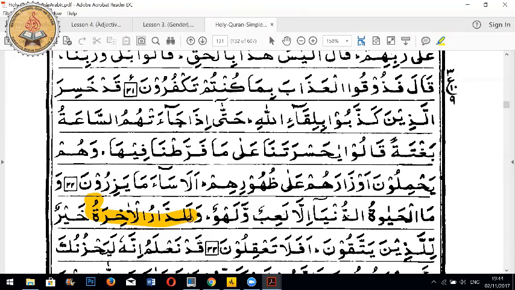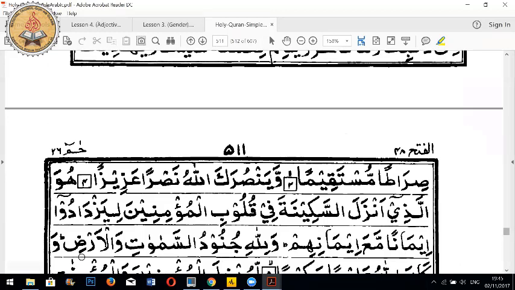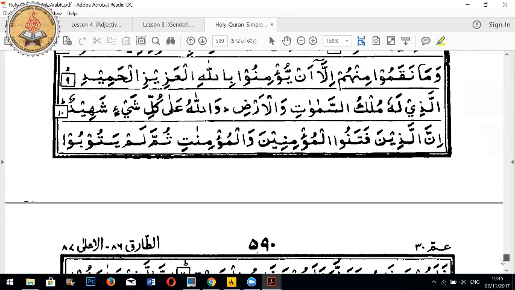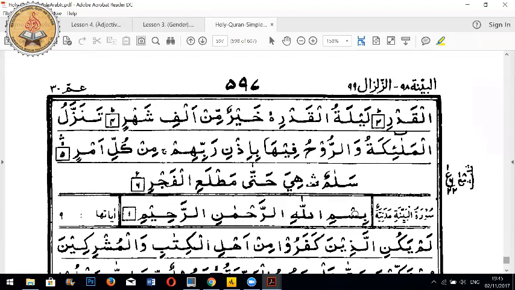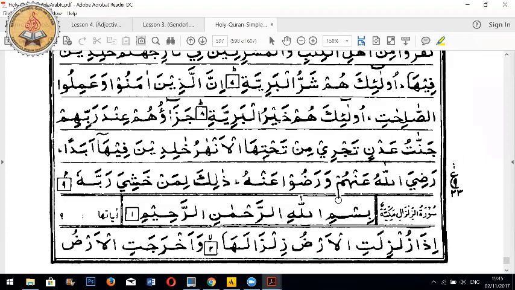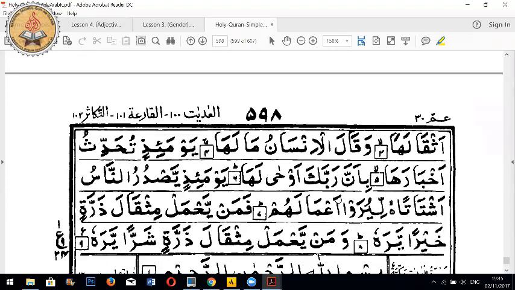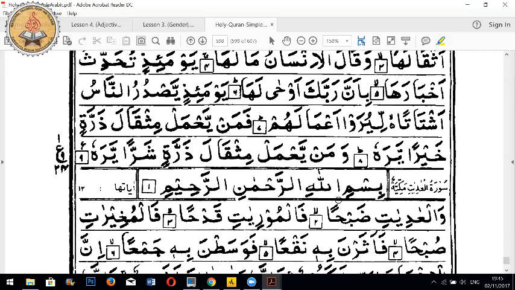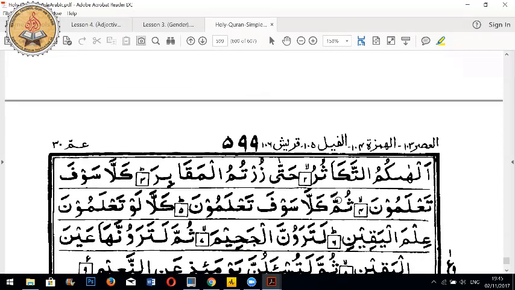So for example, I'll give you an example here. If la is longer, it means not, but if it is shorter, just without alif, it means sure. Now look, these are the examples.